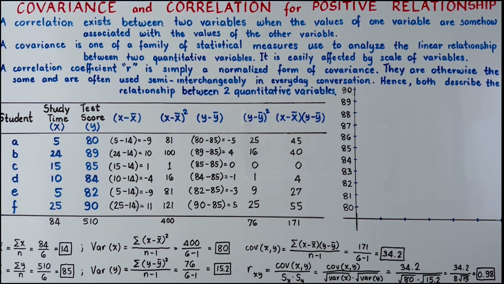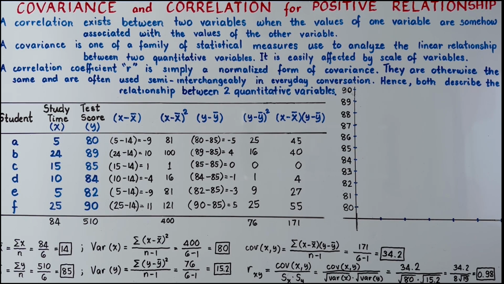That's why we said before that the correlation coefficient R is simply a normalized form of covariance because we divided by the product of their individual standard deviations. Now, to see that one graphically, we need to use a very useful graph for displaying the relationship between these two quantitative variables, the study time and their corresponding test scores, in a scatter plot.